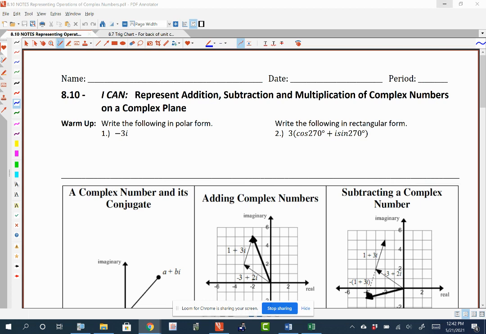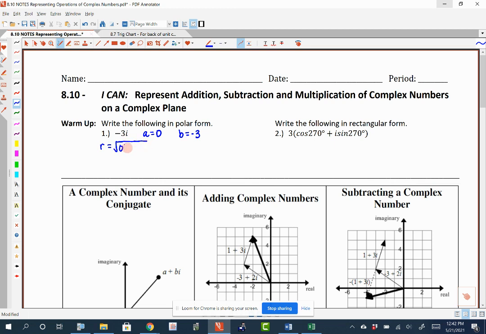Number 1 wants us, per the directions, to write the following in polar form. So this is what we practiced yesterday or in the last video. If we have a number of the form -3i, we have to remember that the real piece would be 0 in this case, and the imaginary would be -3. So to write it in polar form, we need to know the length of the modulus, or the radius as we're thinking of that rotation.